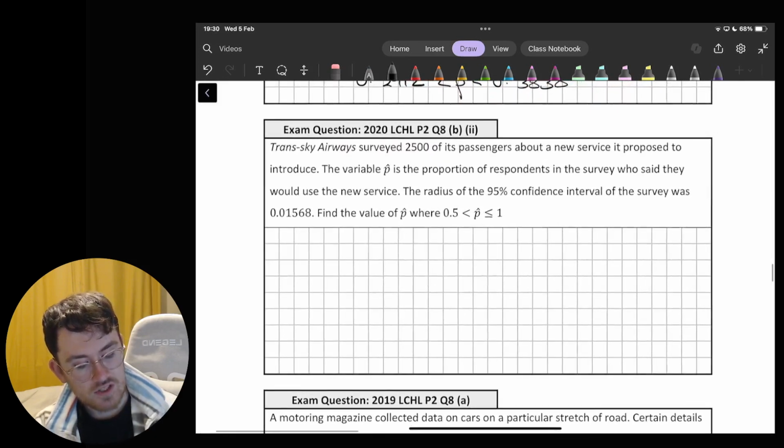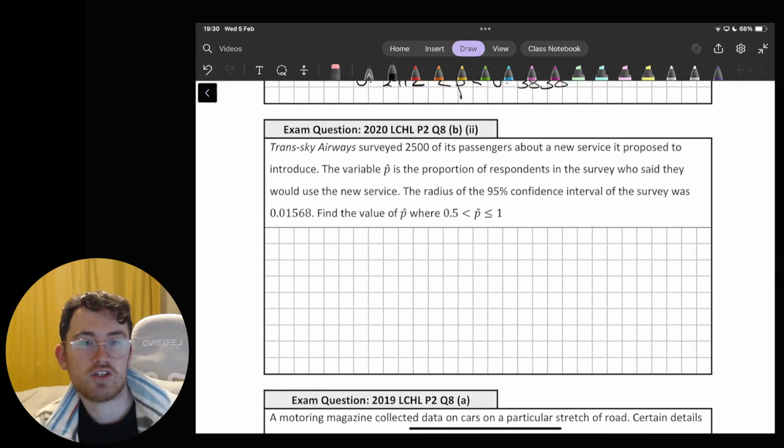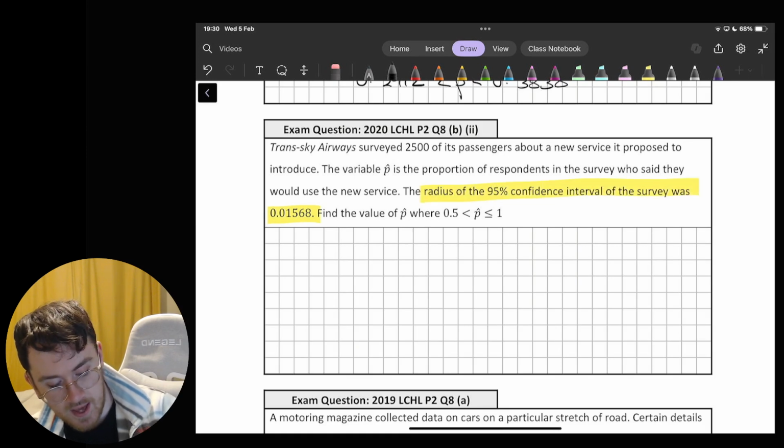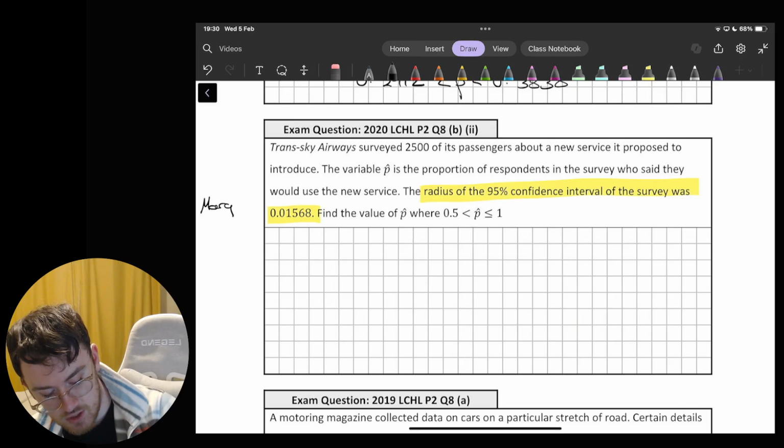We'll look quickly at the last two examples. Trans-Sky Airways surveyed 2,500 of its passengers about a new service. The variable p hat is the proportion of respondents who said they would use the new service. The radius of the 95% confidence interval of the survey was 0.01568. Find the value of p hat, where p hat is between 0.5 and 1. The basic summary of this one is this use of the word radius of the confidence interval. What they mean by that is margin of error.